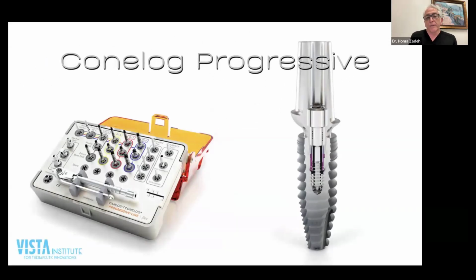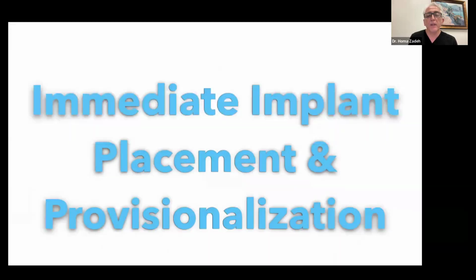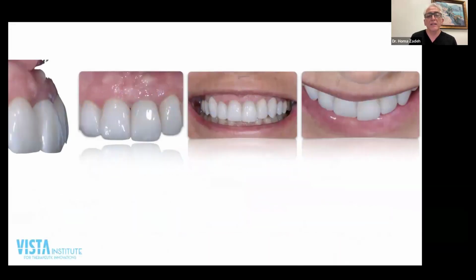For the past few years, I've been using this particular implant, the ConeLock Progressive, and I've been very happy because this is a conical connection implant, a deep conical connection implant that has produced very good results in my clinical practice. I'll show you a few clinical cases.